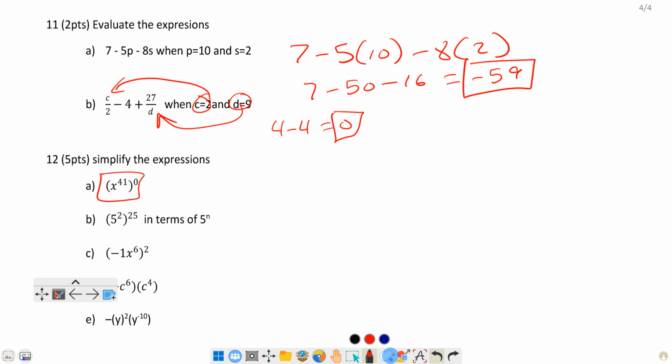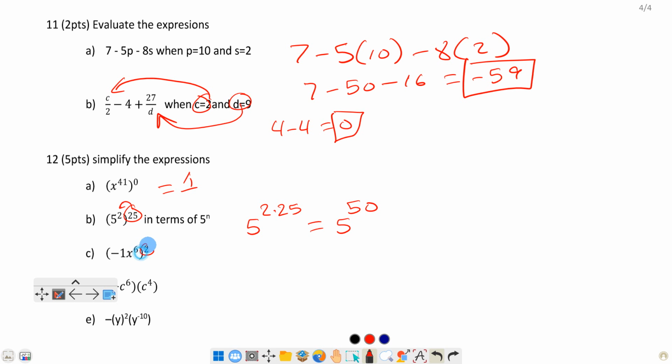This one here is just, do you know what happens when you raise something to the 0th power? Well, the answer is just 1. And then what happens when you're raising a power to a power? You go a step down from raising to a power to multiplication. So 5 to the 2 times 25 is just going to be 5 to the 50.